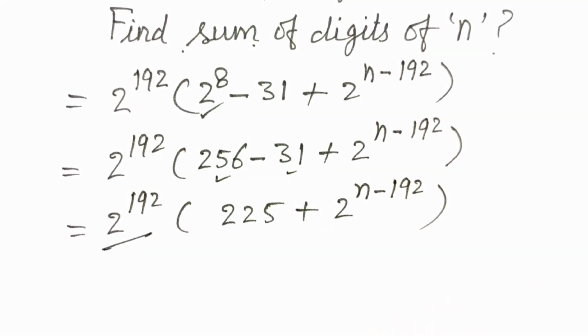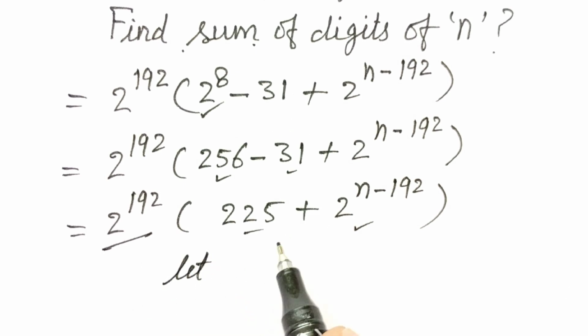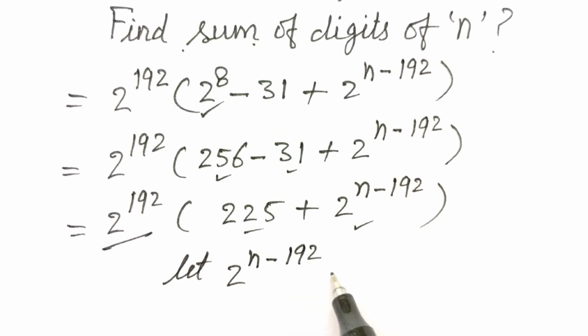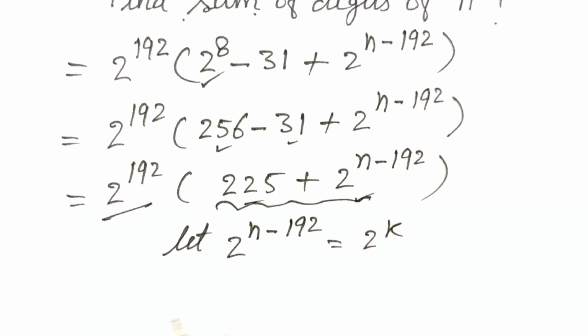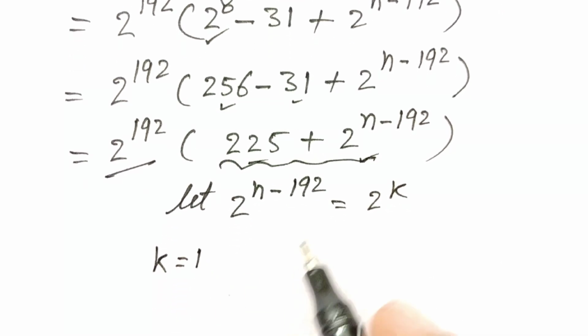So this will be a perfect square, right? And this also, right? So here let 2 to the power n minus 192 be equal to 2 to the power k, right? Now we will take these terms, okay? If we put k equal to 1, right? Trial and error method, right?